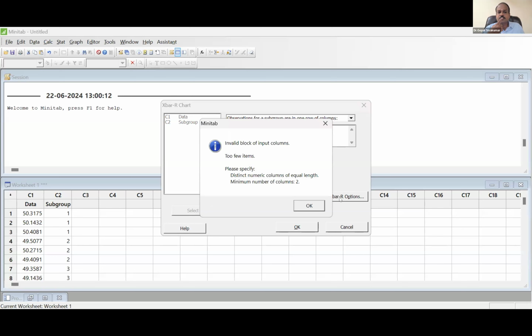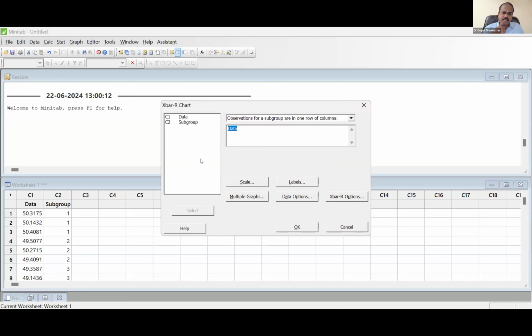Minimum number of columns 2. Oh, I think this is not 17. Okay, now I doubt, I think there is a problem. Subgroup size has to be declared. Okay, you select column C2 also. You place your cursor here. No, both. You select both. First you delete subgroup. In the white color box, you make it blank. Select both.